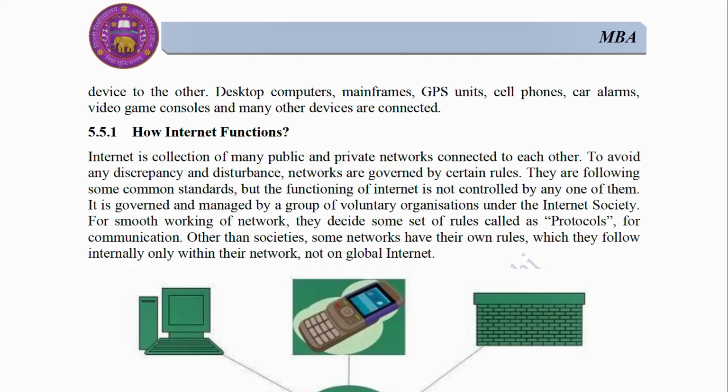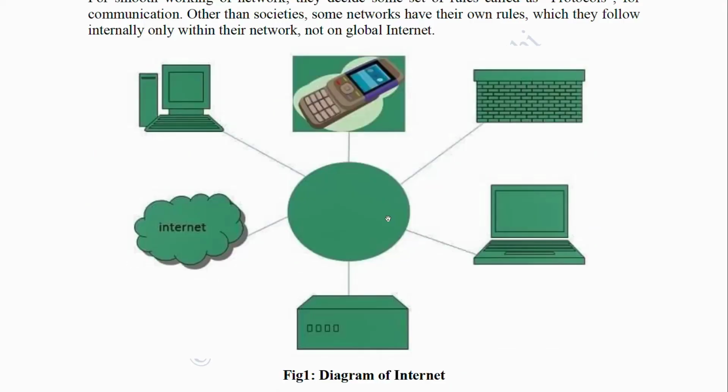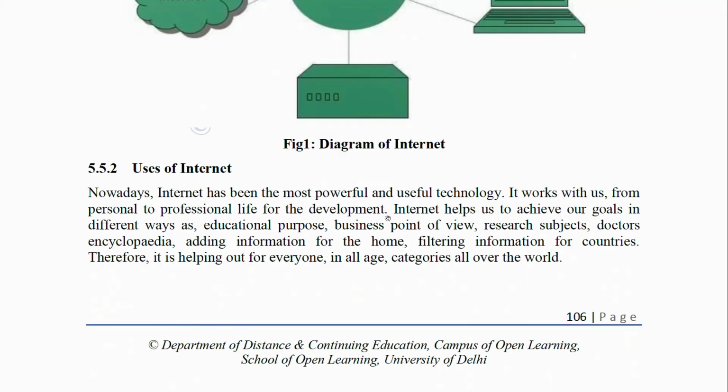5.5.1 How Internet functions. The Internet is a collection of many public and private networks connected to each other. To avoid any discrepancy and disturbance, networks are governed by certain rules. They follow some common standards, but the functioning of the Internet is not controlled by any of them. It is governed and managed by a group of voluntary organizations under the Internet Society. For smooth working of the network, they decide some set of rules called protocols. For communication, other than societies, some networks have their own rules which they follow internally only within their network, not on the global internet. Figure 1 represents a diagram of the internet.